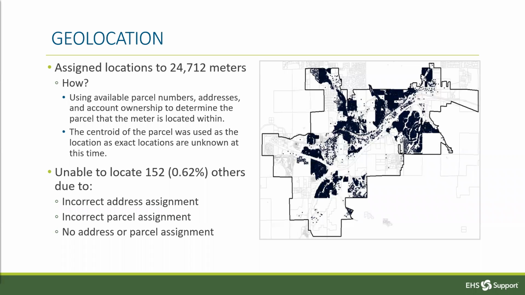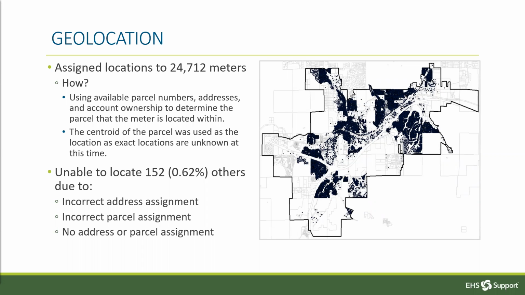Using available information within the database, along with working closely with the city, EHS was able to locate 24,712 meters within the city of Flagstaff's urban growth boundary. This also includes the meters mentioned previously that were missing key data. For locating the meters with missing or incorrect parcel and address information, we utilized the county's parcel viewer to locate meters based off of parcel ownership and tax addresses.